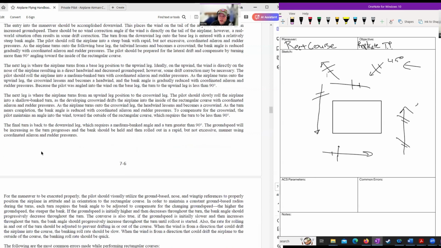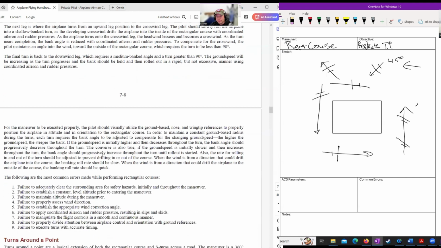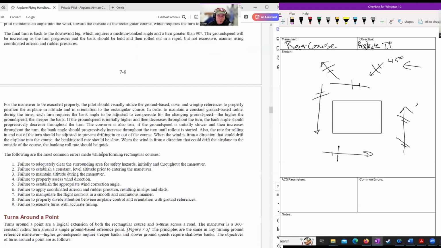The final turn is back to the downwind leg, which requires a medium banked angle and a turn greater than 90 degrees. The ground speed will be increasing as the turn progresses, and the bank should be held and then rolled out in a rapid but not excessive manner using coordinated aileron and rudder pressures. For the maneuver to be executed properly, the pilot should visually utilize the ground-based nose and wingtip references to properly position the airplane in an attitude and orientation to the rectangular course.